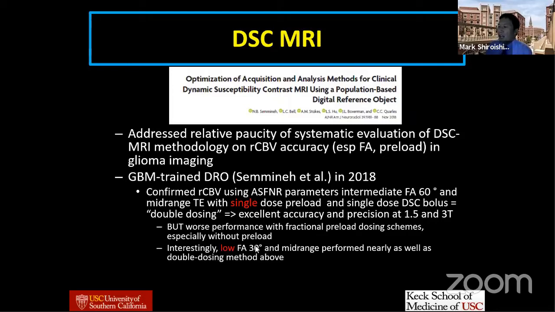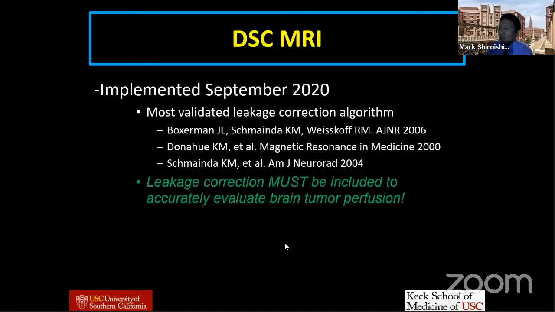But interestingly, again, they seem to have the same idea that using a lower flip angle of 30 degrees instead of 60 performs nearly as well without using a preload. Now, we modernized the way that we did perfusion imaging back in September of 2020, using a lot of the work with Jerry Boxerman and Kathleen Schmainda, the Boxerman-Weisskoff-Schmainda method. Basically, they have a mathematical algorithm in their software that is the most validated in terms of accuracy of the perfusion values with tumor grade compared to any other algorithm out there. So we started using their technique, and you should be using some kind of software leakage correction in addition to the preload to get the most accurate perfusion values.